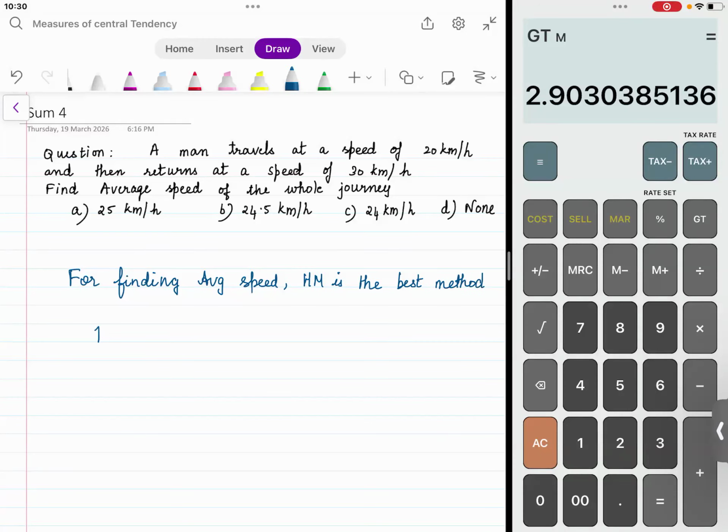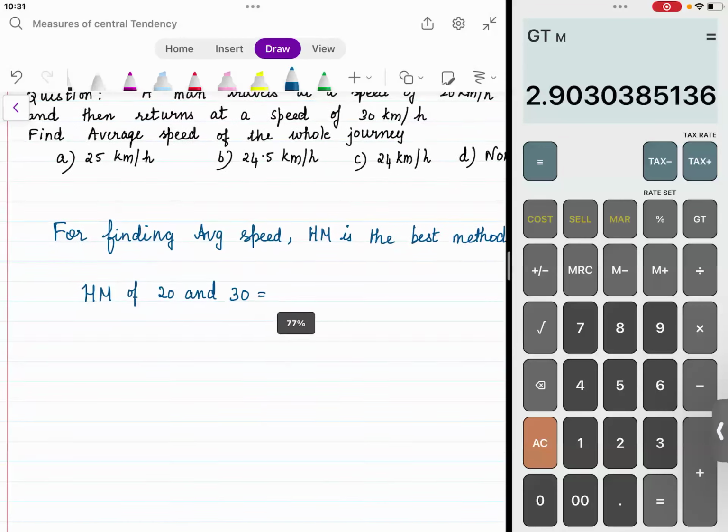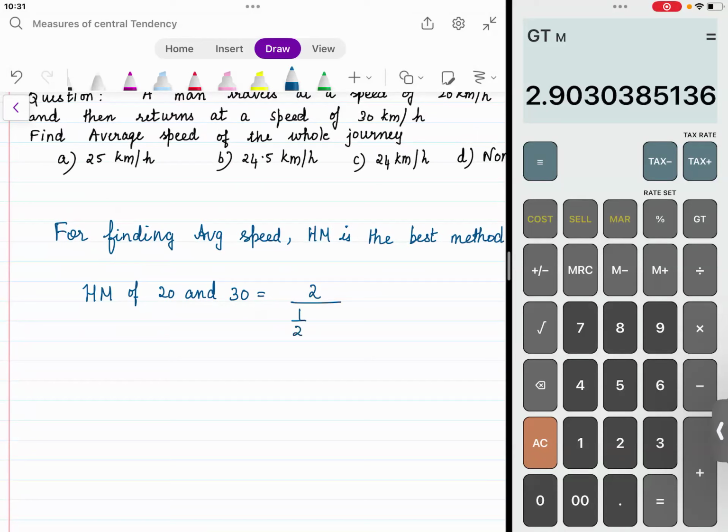So let us find the harmonic mean of 20 and 30. How do we find harmonic mean of two numbers? 2 divided by 1 by 20 plus 1 by 30. So the denominator's value, we can store it in the memory. Do AC0, MRC0, clear the memory. Now I'm going to store the denominator's value in memory. So 1 divided by 20, let me store it in memory plus, 1 divided by 30, let me store it in memory plus again. Now let's recall the memory, which will give the denominator's value. So what is the denominator's value? 0.08333.